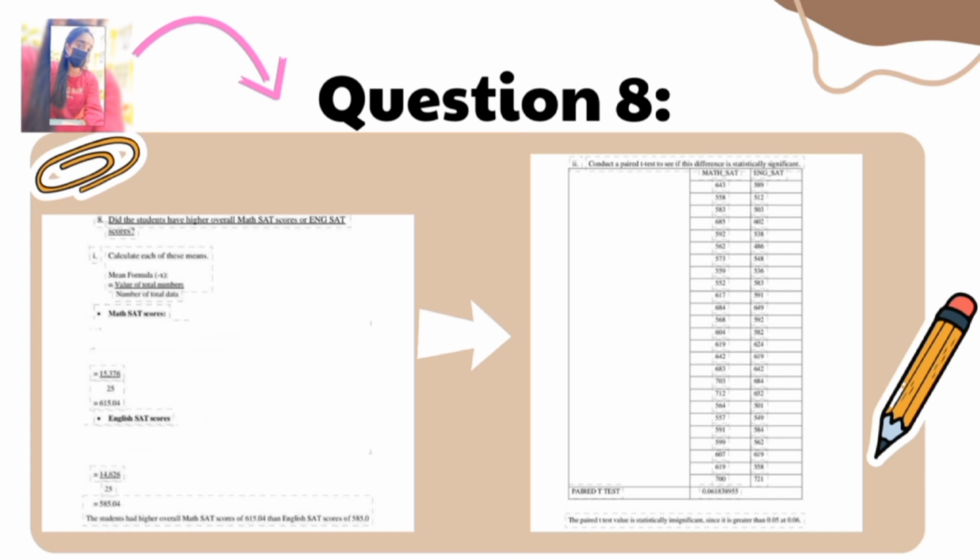So the paired t-test is 0.061838955. So the paired t-test value is statistically insignificant since it's greater than 0.05, at 0.06.